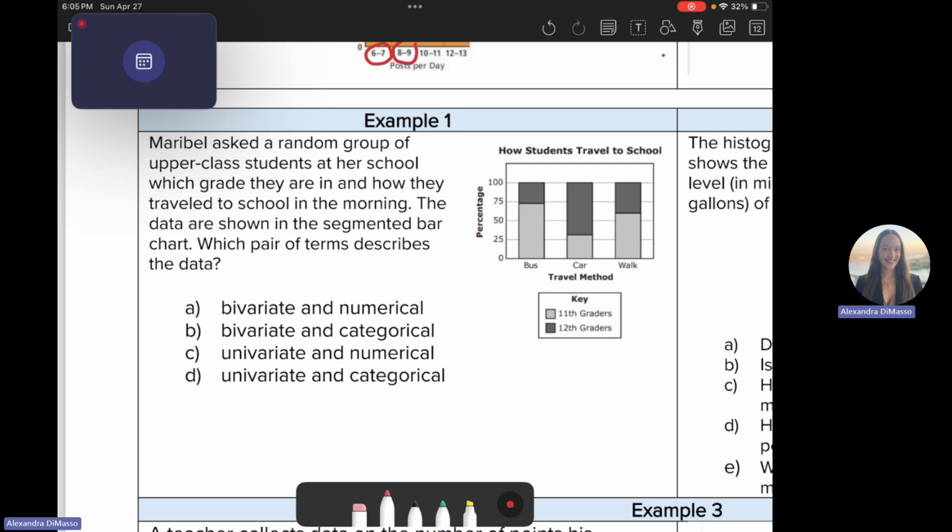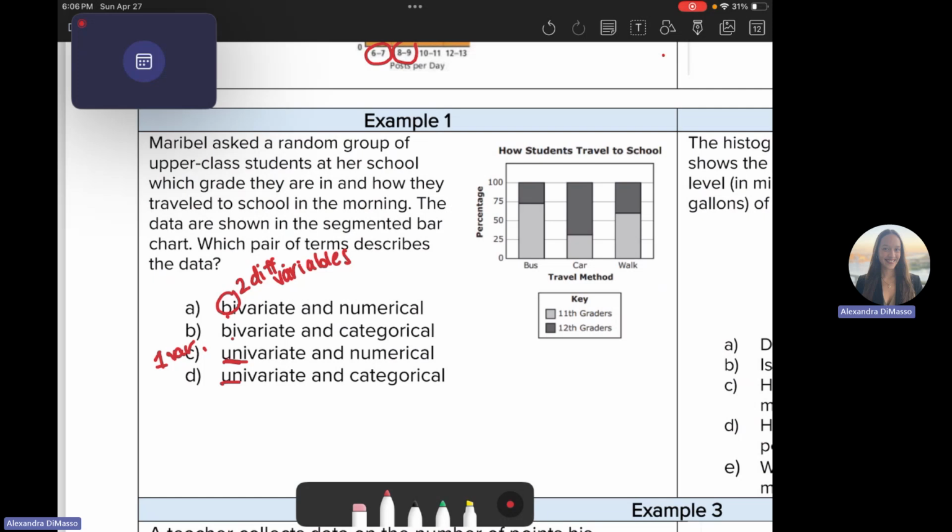So I see I either have bivariate for the first two choices, or univariate for the second two. Bivariate, think about a bicycle. It means you have two different variables that you're looking at, whereas univariate, think about a unicycle. It's got one wheel. That means you only have one variable.